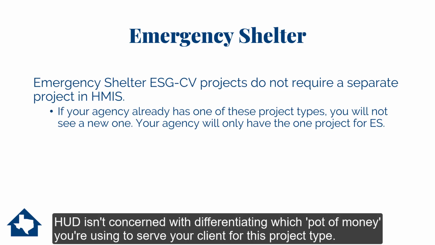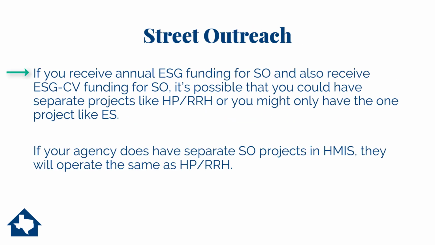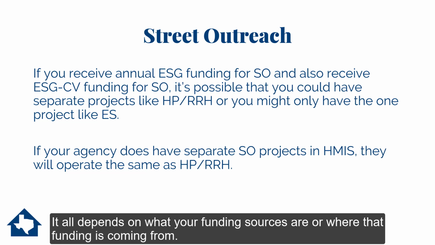HUD isn't concerned with differentiating which pot of money you're using to serve your client for this project type. So your annual ESG emergency shelter project is fine to use even if you're using ESG-CV funds. If you're receiving annual ESG funding for street outreach and also receive ESG-CV funding for street outreach, it's possible that you could have separate projects like homelessness prevention and rapid rehousing, or you could only have the one project like emergency shelter. It all depends on what your funding sources are or where that funding is coming from.